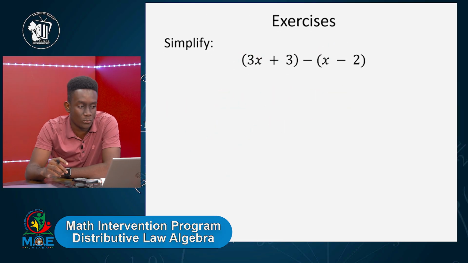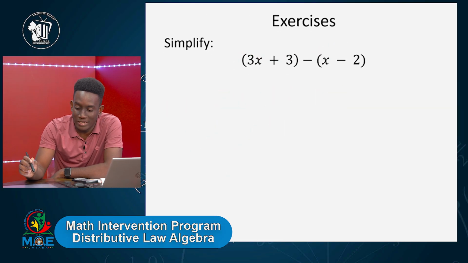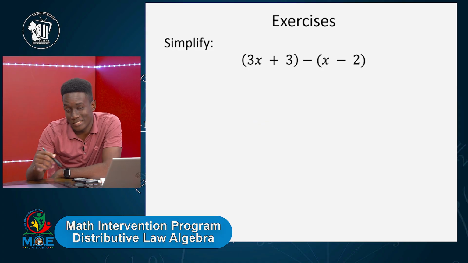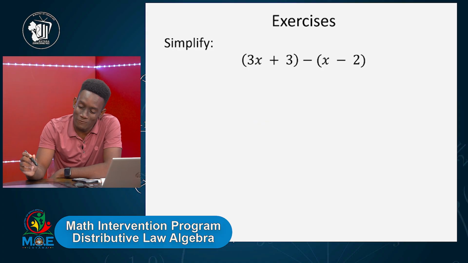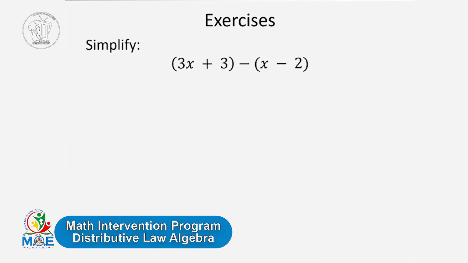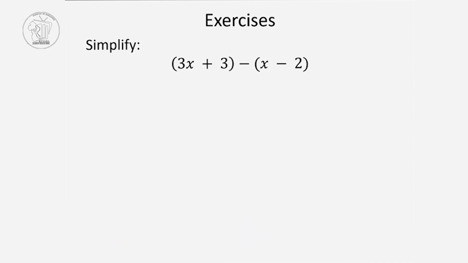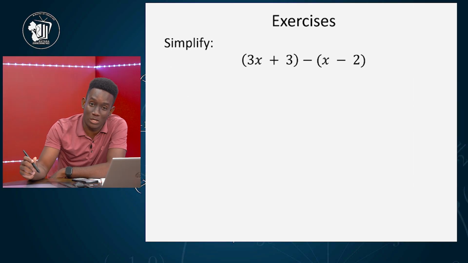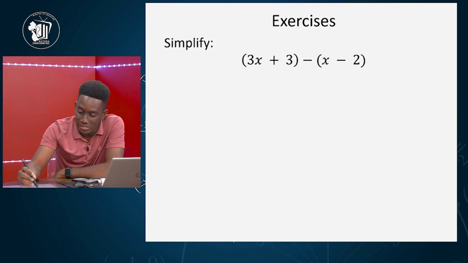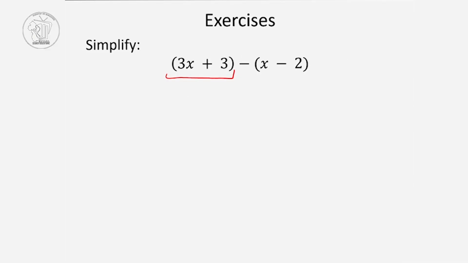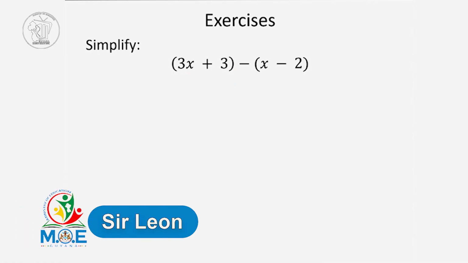And the last example now, I want to simplify this here. So this one is kind of tricky. I have 3x plus 3 in a bracket. Subtract x minus 2 in a bracket. So I want to simplify this. How do I go about and simplify this? I say I want to get rid of the brackets. There's nothing to distribute here, so I can just get rid of this bracket. So this will be 3x plus 3.